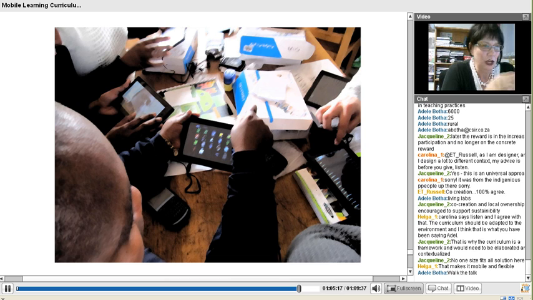Think of it as Lego blocks, and the Lego blocks need to be put together in a way that actually makes sense to whoever is using it and learning from it. But ultimately, the goal of mobile learning is learning.